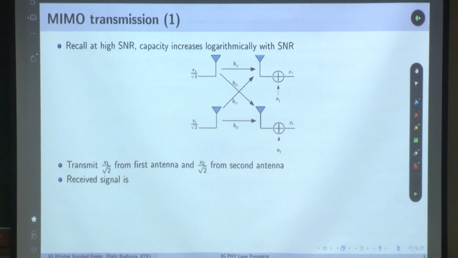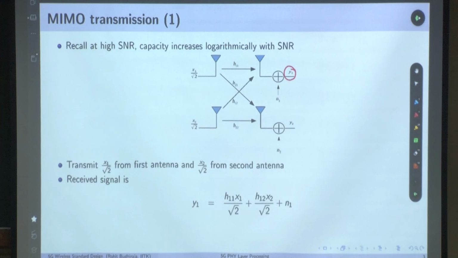The receive signal at the first antenna, let us read the notation carefully. This is the signal being received at the first receive antenna. And what is the signal being received there? It is the sum of these two signals after getting multiplied by two different channels. So, what is this? This is the signal being transmitted, x1 by root 2, and it is getting multiplied by H11.